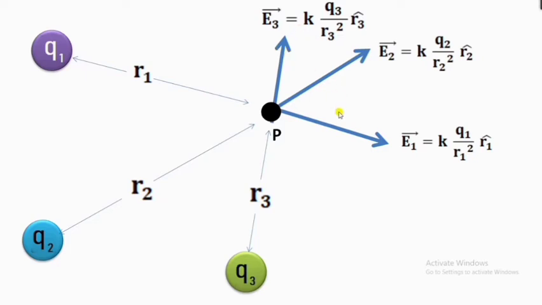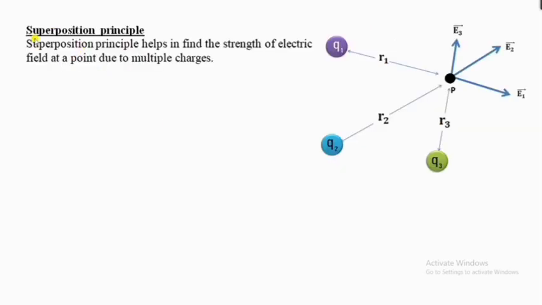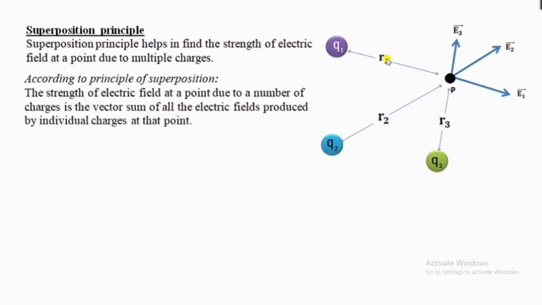Now I have got 3 vectors. Now I can add them using vector algebra. So according to superposition theorem, total electric field at one point is the sum of electric fields due to all the charges at that point. Now let's derive the expression of superposition theorem. So using superposition theorem we can find the electric field at a point due to many charges. So superposition theorem can also be used to find the total force on a charge due to multiple charges, which we have already done in our previous videos.